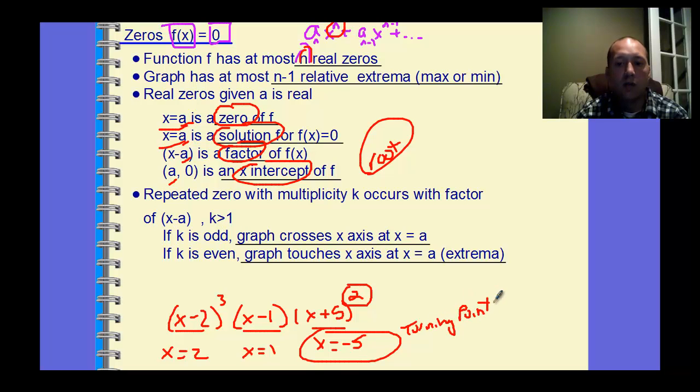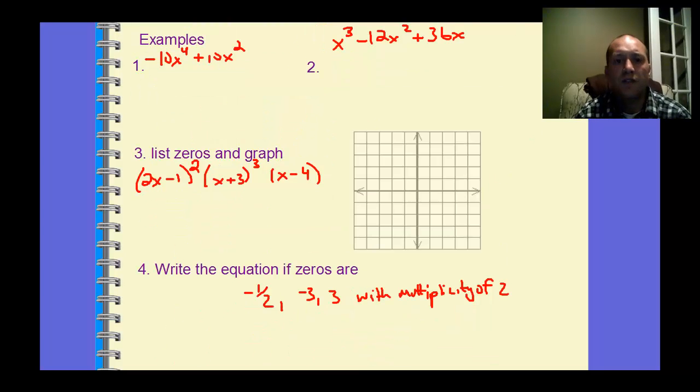It's going to be a relative max or min when I graph that. The odd ones just means it crosses at that x-intercept. So here's some examples. Let's find all the zeros for these. So finding zeros, we really need to use our factoring skills or our quadratic knowledge.